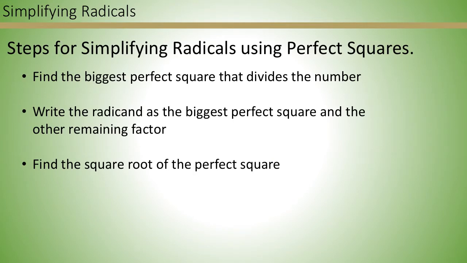So if we want to simplify using the biggest perfect square factor, here are our steps. First, find the biggest perfect square that divides the number. We're going to go through a list of perfect squares and find the biggest one that divides it. Write the radicand as the biggest perfect square and the other remaining factor, so we have two pieces, and then find the square root of the perfect square and we are done. Okay, so let's check out some examples of that.